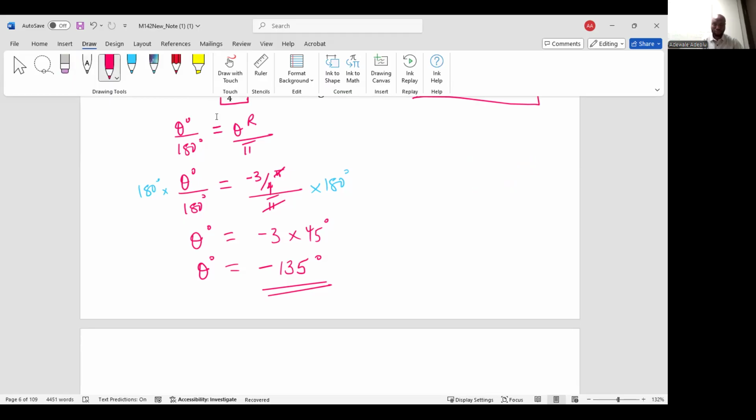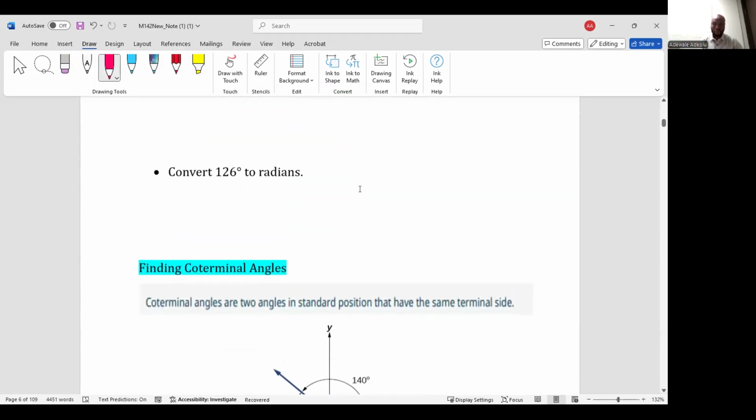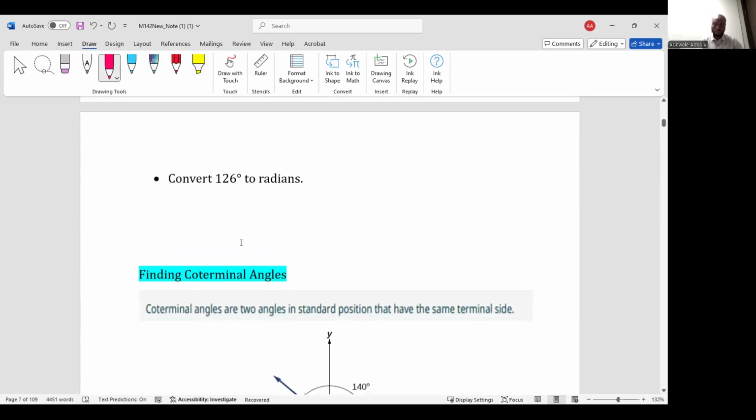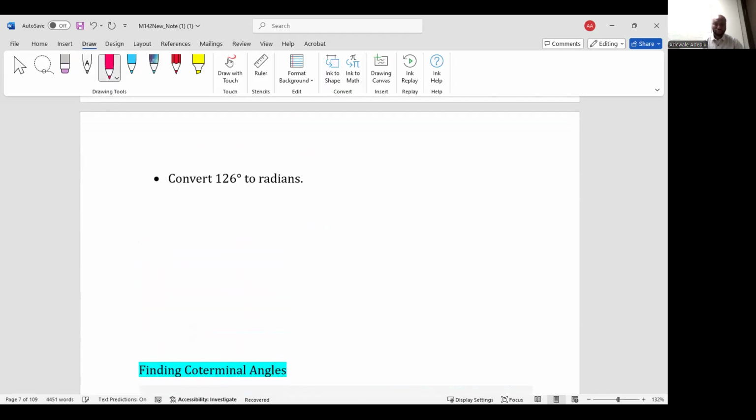All right, moving on. Also pause this video to convert 126 degree to radians. Well, we do know that our angle in degree is to 180 as our angle in radian is to pi. So just substitute. We know this to be 126 degree is to 180, which is our angle in radian is to pi.